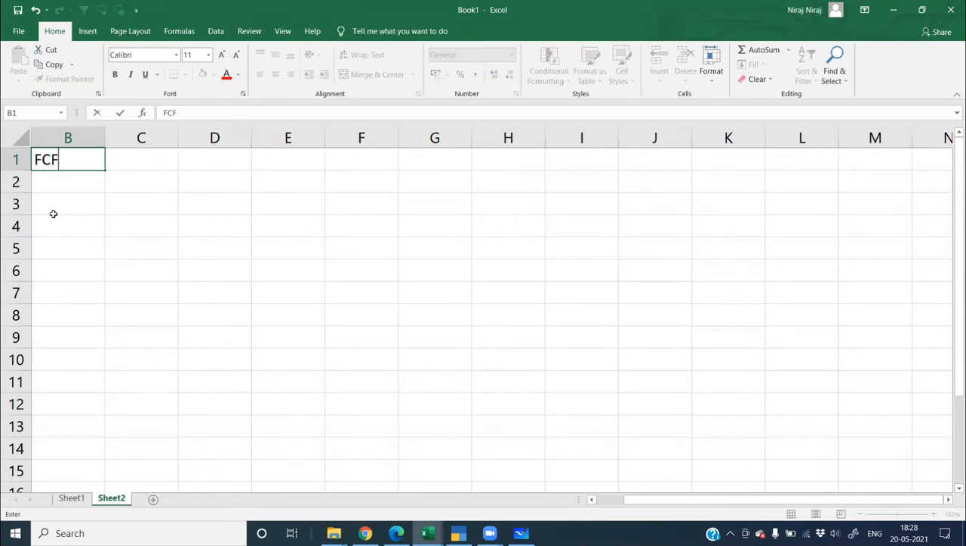So we all agreed that FCFF as on today is 11.8 crores. Okay, now we have to calculate the data for the future year. 1, 2, 3, 4, 5, and 6 year data we have to calculate. So FCFF growth rate will be for year 0. This is for my year 0.